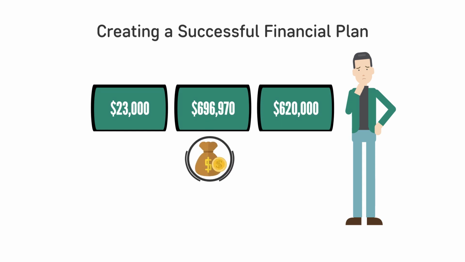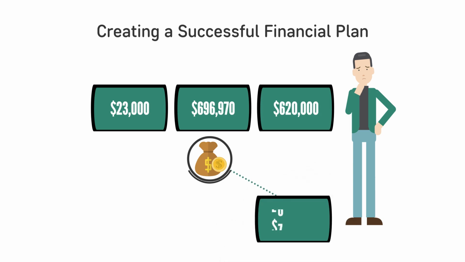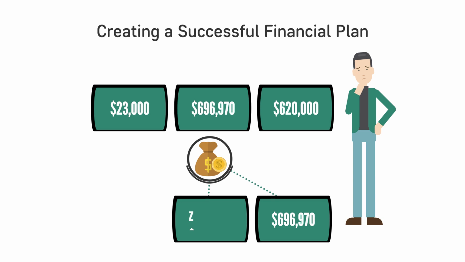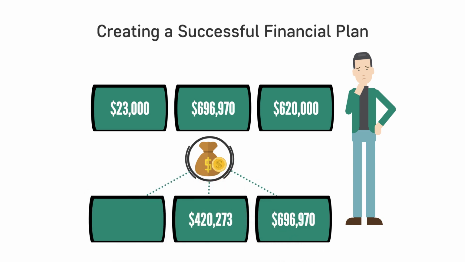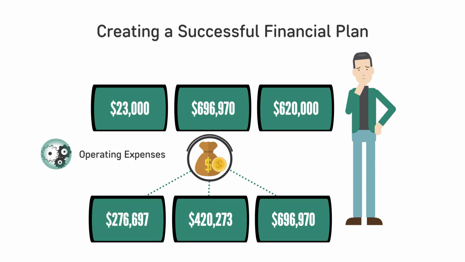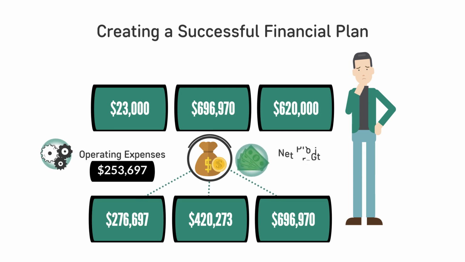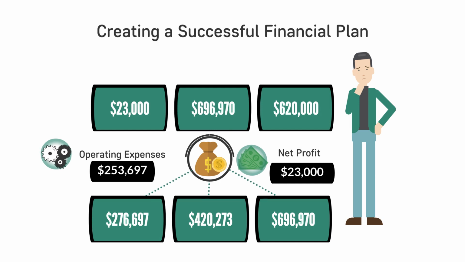In dollar values, Frank's voyage is charted as follows. From the shores of sales at $696,970, he navigates through the CGS currents at $420,273 to discover the gross profit island at $276,697. Then, he sails through the operating expenses whirlpool at $253,697 to finally treasure a net profit of $23,000.